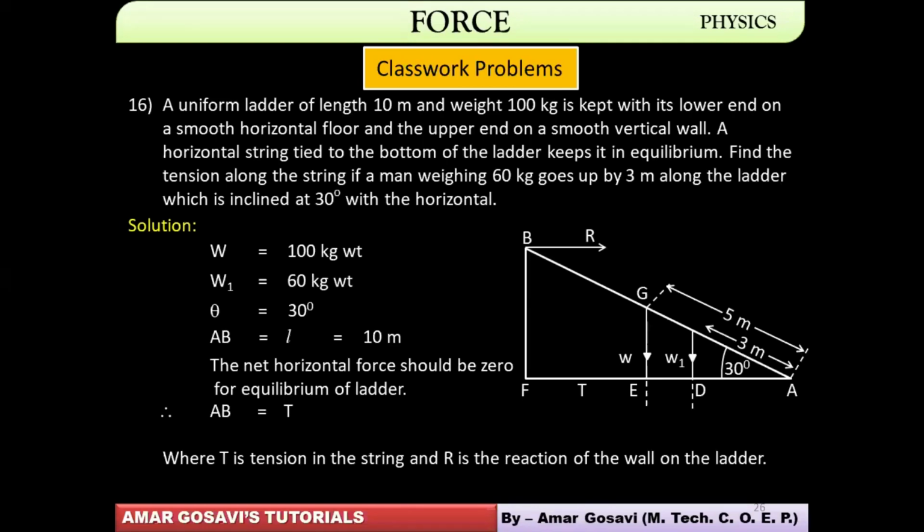Once again, R stands for the reaction offered by the wall at the top face. T is the tension in the string which is holding it vertically at the bottom. W1 is the weight of the person, and W stands for the weight of the ladder, which will be acting at the center. This angle is 30 degrees. This angle will be 90. Obviously, this angle has to be 60. It's a right angle triangle. That's what I mean to say.